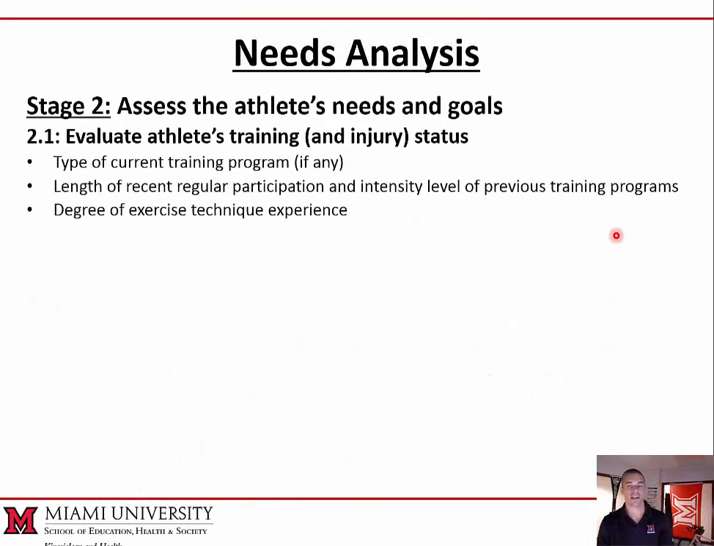And then the second stage of the needs analysis, assessing the athlete's needs and goals. So the first part of this stage two is evaluating the athlete's training as well as injury status. You can break that down into what type of current training program, if any, are they performing? What is the length of recent regular participation and the intensity level of that exercise of any previous training programs, and their degree of exercise technique experience. So most athletes have been doing this particular sport or event for years, therefore have a high degree of exercise technique experience, also known as a high training status.